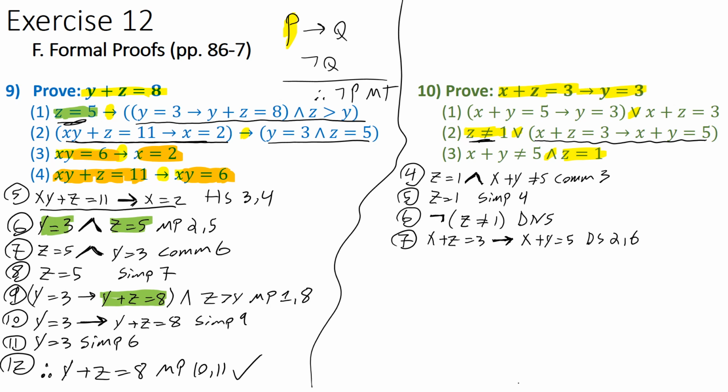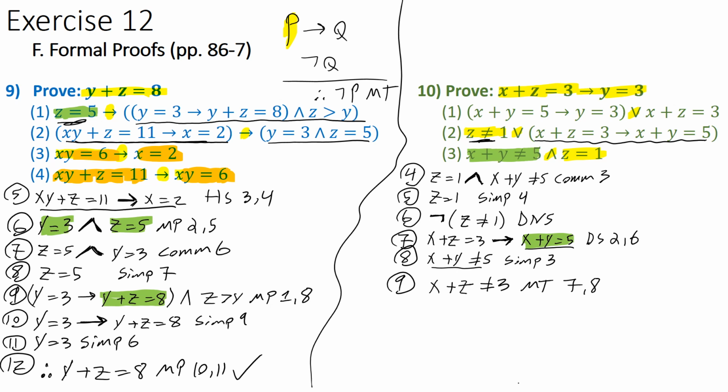Now notice that line 3 we have this x plus y does not equal 5. That contradicts this claim here, and that is a consequent to a conditional. So for line 8, we can simplify. We can get x plus y does not equal 5. So simplification, line 3. And then because this denies this, for line 9, we can say x plus z does not equal 3 by modus tollens with lines 7 and 8.